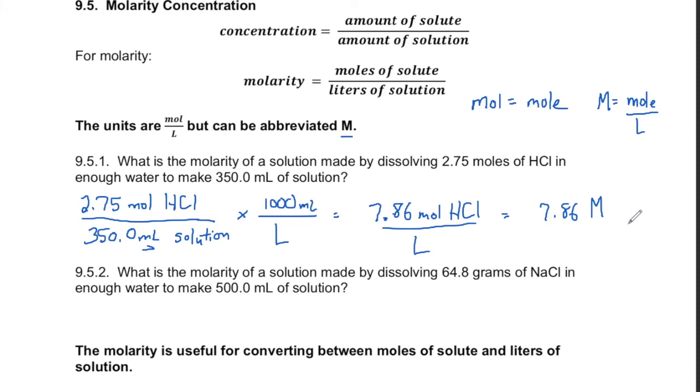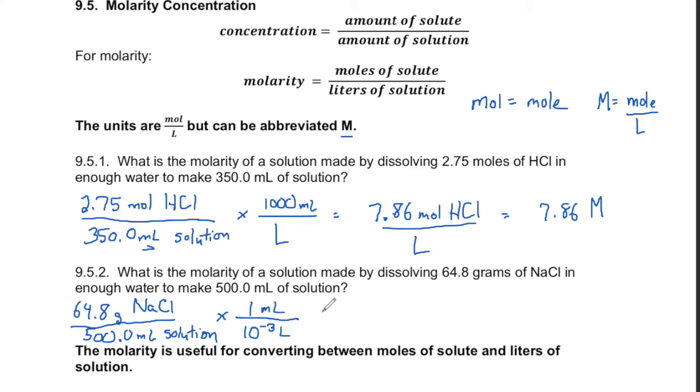And that can also be written 7.86 molar. This is pronounced molar. So here our amount of solute over amount of solution is 64.8 grams sodium chloride per 500 milliliters of solution. So this numerator needs to be in moles and the denominator needs to be in liters. We could go ahead and convert the denominator to liters first. So we could have this if you want, or you could use this one if you prefer.